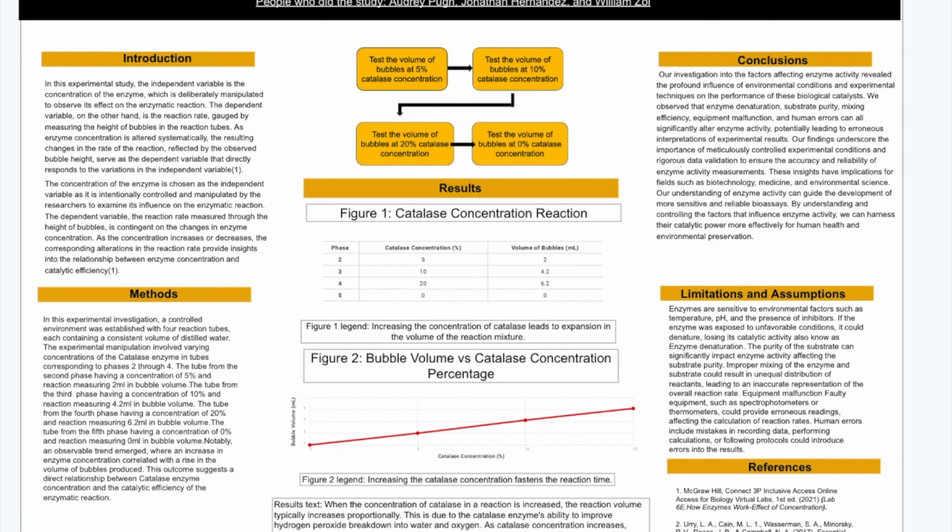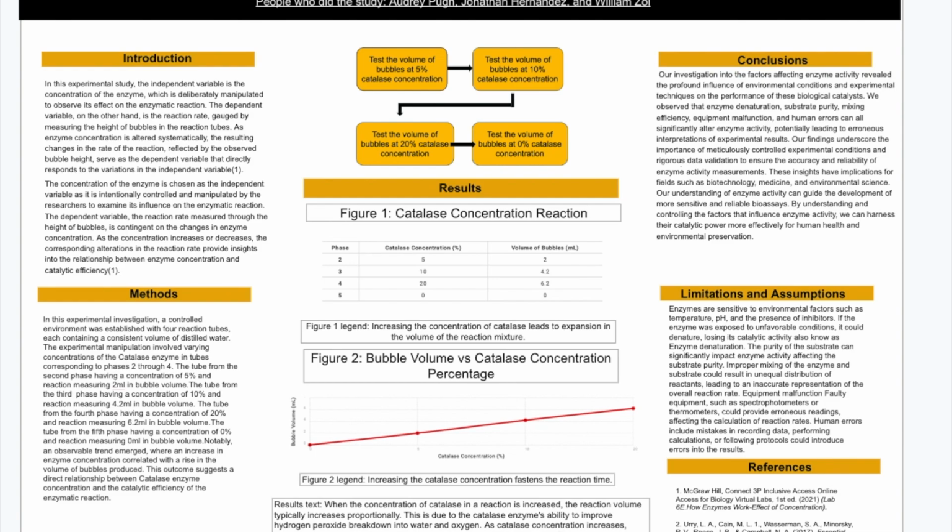Enzymes are like these workers. They speed up chemical reactions in our body. The more enzymes you have, the faster the reaction will happen, up to a certain point. Once all enzymes are busy working, adding more won't make the reaction any faster. This is why enzyme concentration is an important factor in how our bodies work.